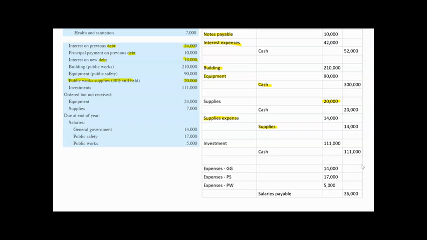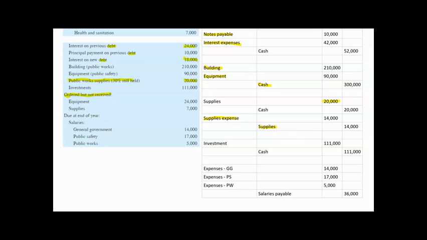Okay, so next are the orders, ordered but not received equipment and supplies. Because this is for the government-wide financial statements, we don't have an entry for those purchase orders or outstanding purchase orders. They will be recognized on the books only when delivered.